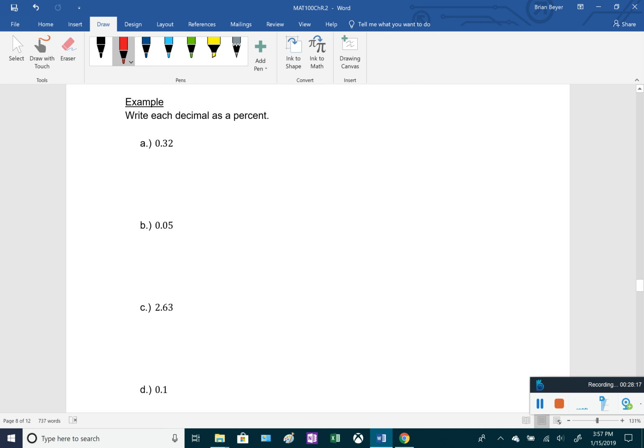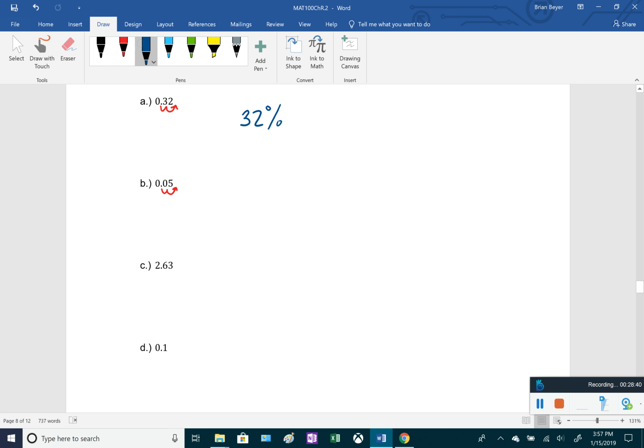So let's write each decimal as a percent, so 0.32. So we want to write 0.32 as a percent. All we have to do is move it to the right 2. That's 32%. For 0.05, move the decimal to the right 2. That gets us to 5, so it's 5%. Obviously don't write 0.005%, it's just 5%.